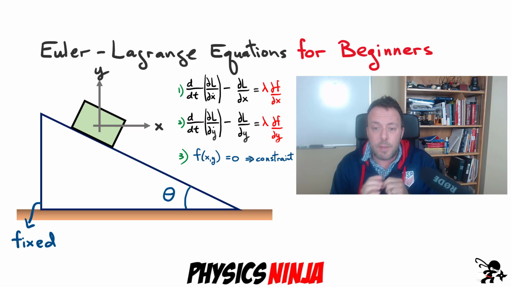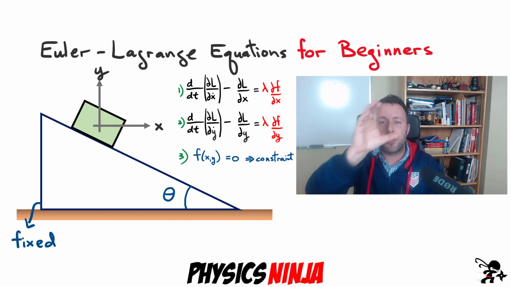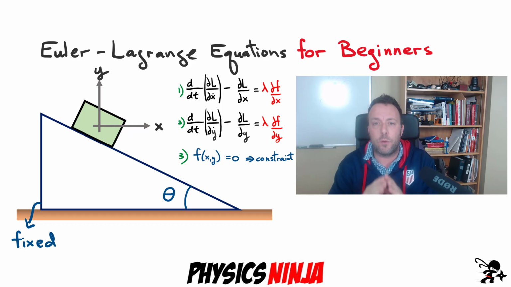What I also like about this problem is it introduces something called Lagrange multipliers and also this concept of having constraints for the motion, because now my block is constrained to move along this wedge, or the slope.